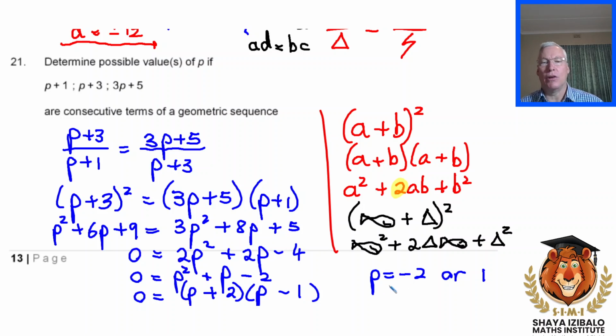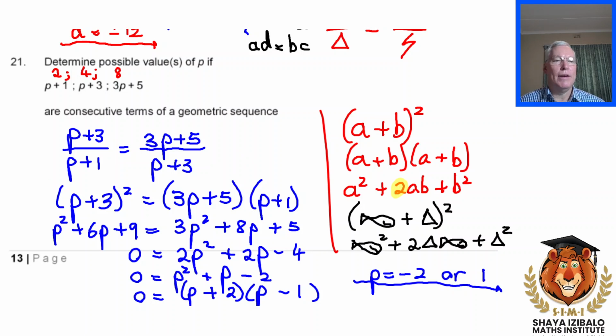Okay, and let's just take a look up at the top here. That's the answer, but let's just take a look as a sort of check. If p is 1, then our terms are going to be 2, then 1 plus 3, we're going to get 4. And if p is 1, we're going to get 3 lots of 1, which is 3, plus 5, we're going to get 8. Is that geometric? Yes, it is. r is 2.